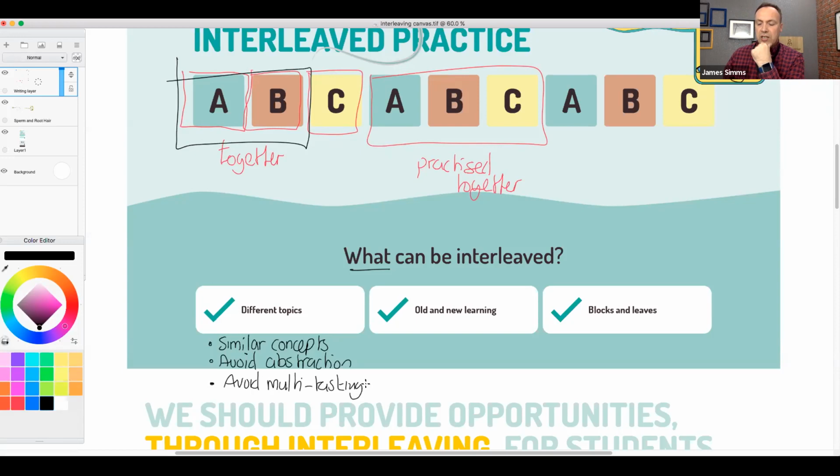We're not suggesting that you would just hand over to the student 3 times as much work and tell them to get on with it. That would simply be a challenge of multitasking and putting them in different orders. That is a different thing to what we're talking about with interleaving.